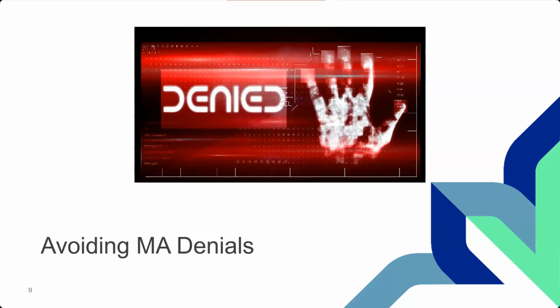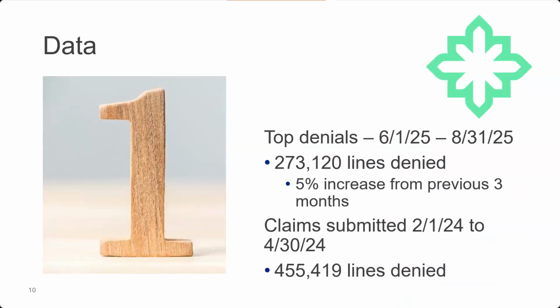So sometimes it does vary a little bit within the data, and I do want to point that out. So what I did is I went through and looked at data from June 1st to August 31st. There's a lot of data in there. What I discovered was that it's one of the top denials. That top denial means that they're on an MA plan, but it was still billed traditional fee for service. That's what we're really going to talk about. When we looked at it, we said, hold on, there's 273,000 lines denied for this. It's a 5% increase from the previous 3 months.